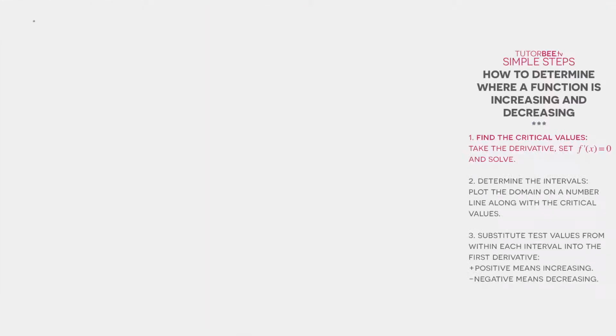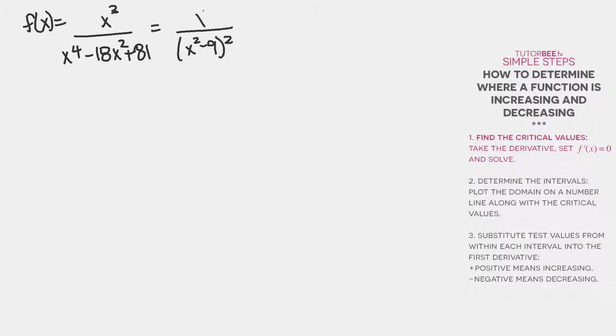Let's find the intervals of increasing and decreasing for the function f(x) = x cubed over x fourth minus 18x squared plus 81. We saw in a previous tutorial that this is an easy trinomial and can be factored in the bottom to (x squared minus 9) squared. That's going to be a little bit nicer to take the derivative of because there are fewer terms.